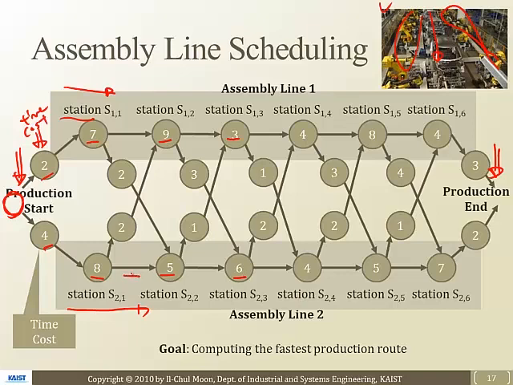However, if we want to switch the assembly line, we have to spend some time, like 2 minutes or 3 minutes or 1 minute, 2 minutes, and so forth. When the production reaches here, then this production line ends and the product is done, the car is made, and then we can sell it, right? So the goal is to find the fastest production route from the start to the end, right?